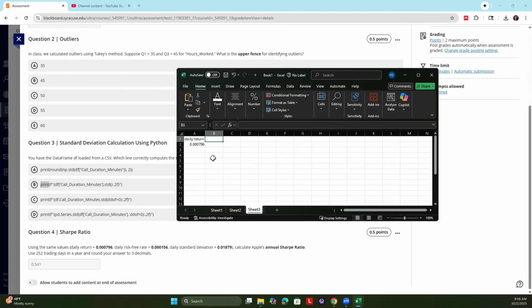Then we also have risk-free rate, which is given as 0.0401 2 3 4 1 5 6. And then the standard deviation, daily, and these are all daily. Standard deviation daily, that is also given as 0.01879. So now we'd like to calculate the Sharpe ratio.